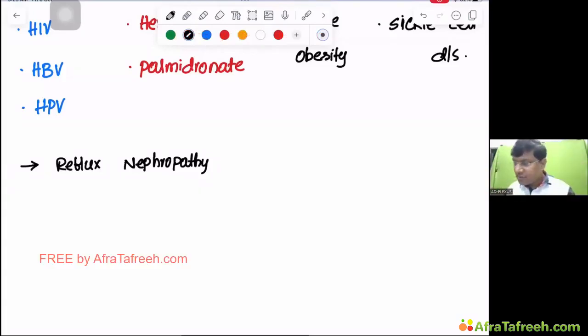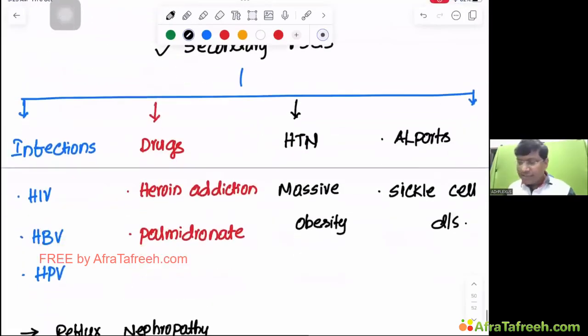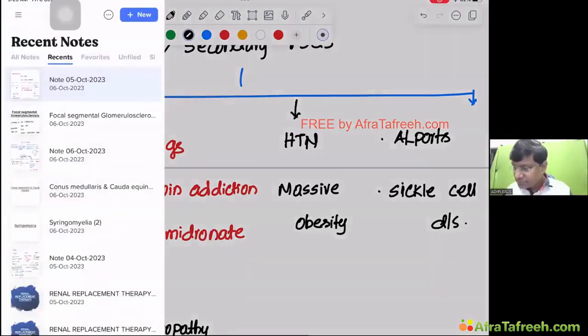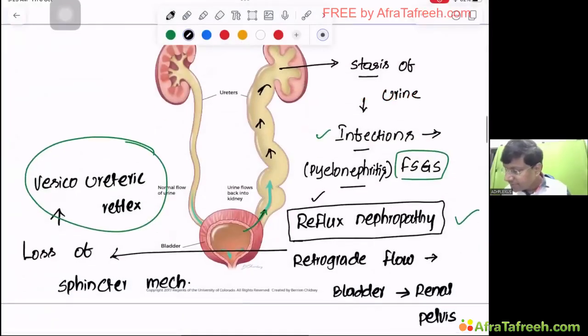But you know what all these conditions will do? All these, that is infections or drugs or hypertension or your Alport syndrome, or in the case of sickle cell anemia, what problem can happen? What will be the problem? The problem is with this particular reflux mechanism. That reflux prevention gets disturbed.